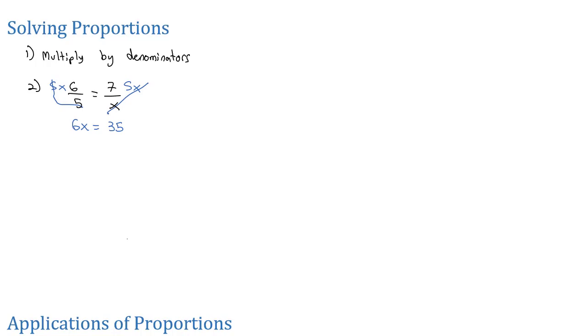Now that I have 6 times x, we can get the x alone by dividing out that 6 on both sides. That leaves behind x equals 35/6, or on my calculator, I get 5.833.